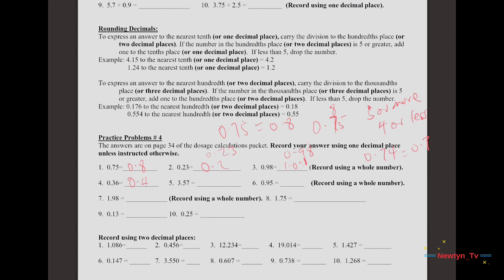Here we have 3.57 to 1 decimal place, so here will be 3.6 because the 7 is more than 5. Here too, 0.95, so it will be 1, right? So this is very simple. You can pause the video and do the rest.